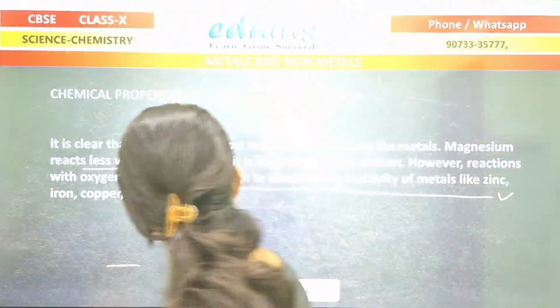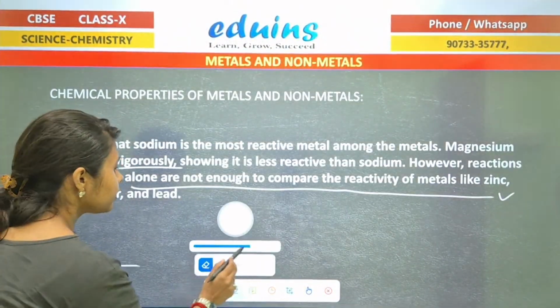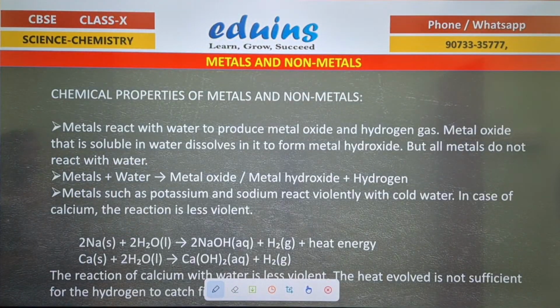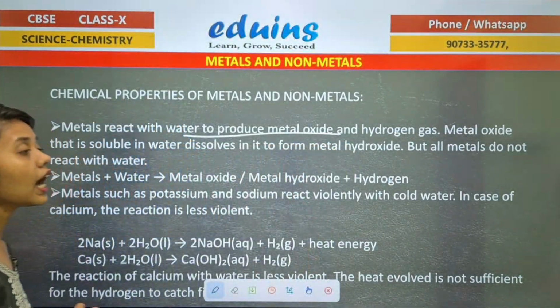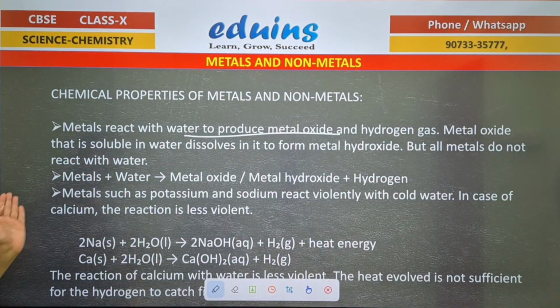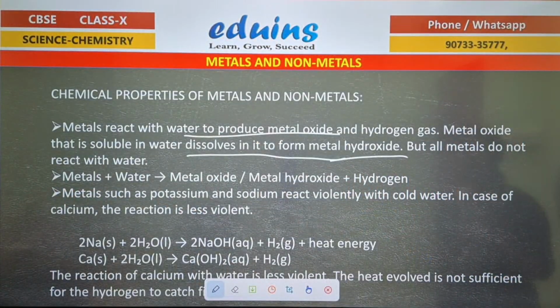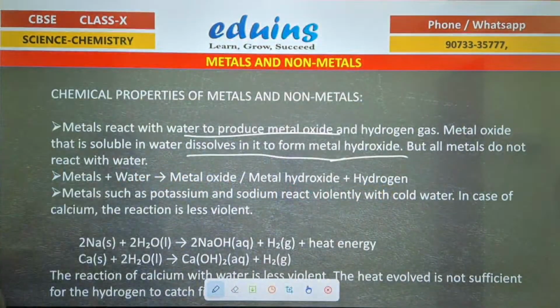Okay, so now the reactions. We have to read the reactions. So the reactions are, at first, metals react with water to produce metal oxide and hydrogen gas. Metal oxide that is soluble in water dissolves in it to form metal hydroxide. But all metals do not react with water. We know that all metals do not react with water because of the reactivity series. Some metals have a high reactivity nature, but other metals don't have that much reactivity.